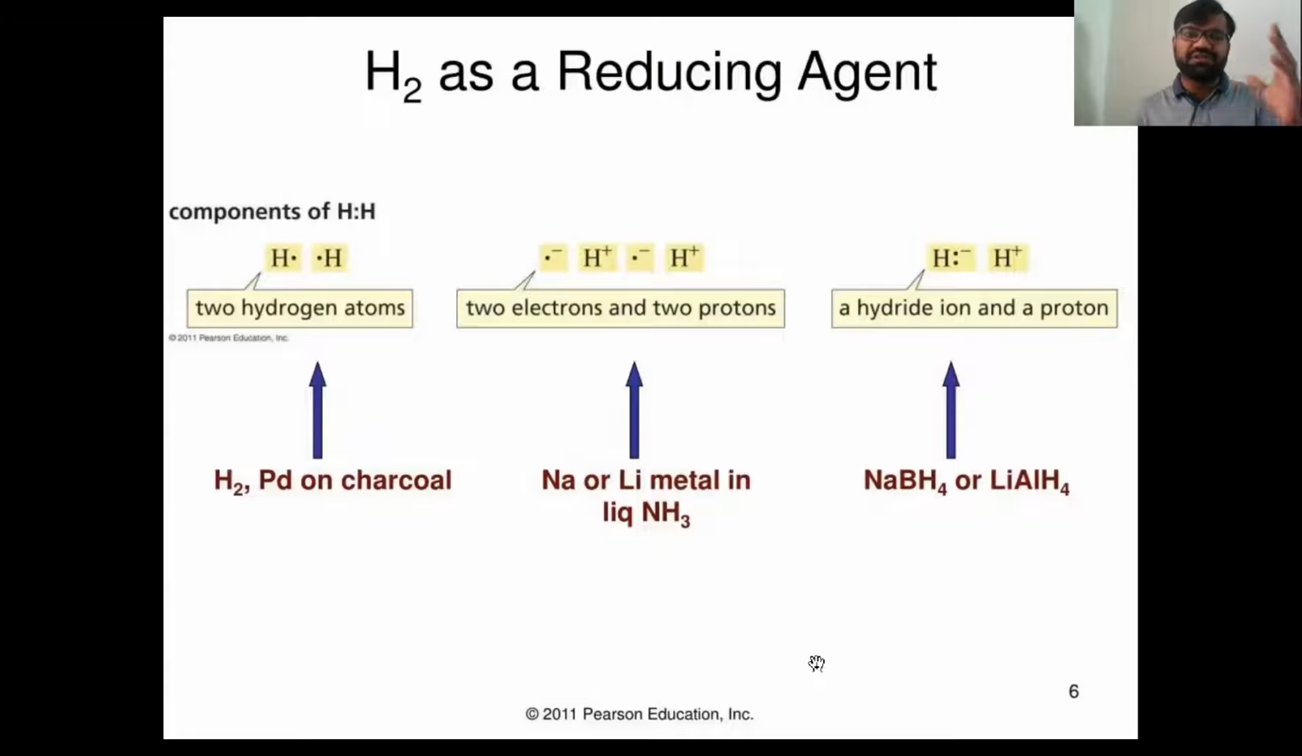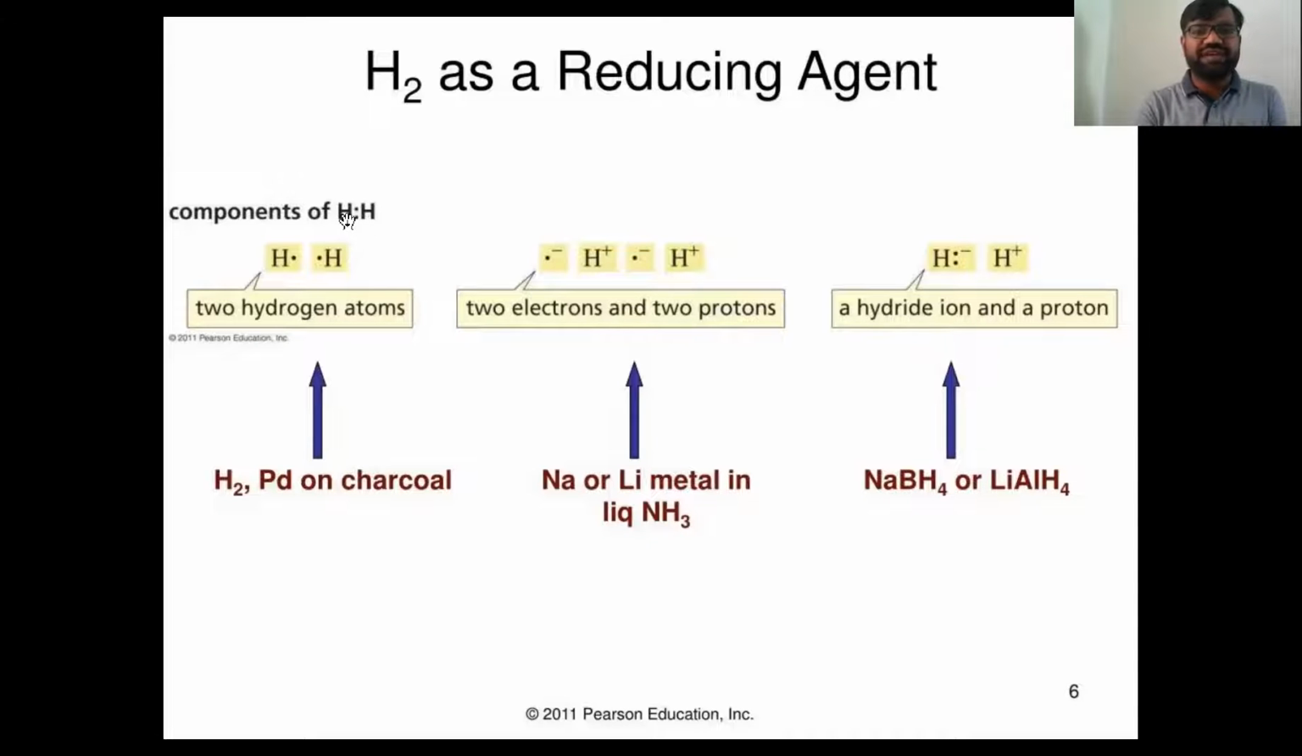Hydrogen is a powerful reducing agent. It exists in the form of gas at room temperature, and it can be stored physically in cylinders. In a cylinder, these gaseous molecules are stored. What is the composition of hydrogen?